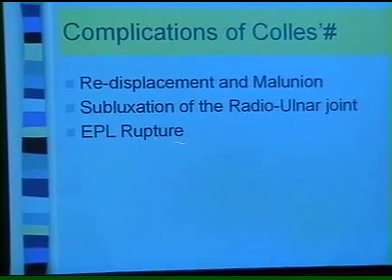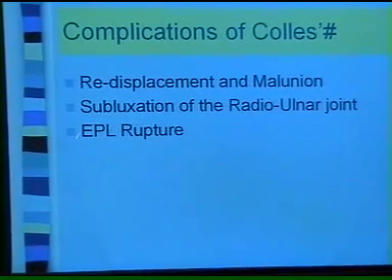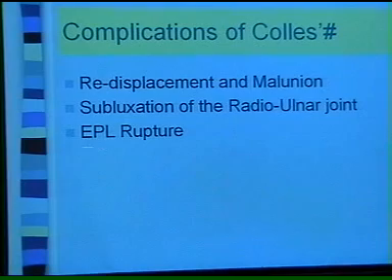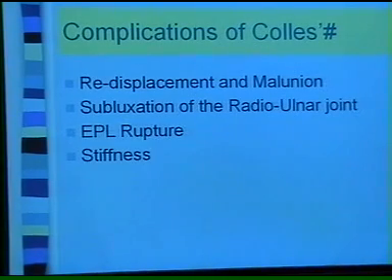Extensor pollicis longus rupture, very well-known complication of a distal radial fracture. The thumb suddenly drops in a plaster 6 weeks down the plaster treatment. The extensor pollicis longus ruptures, rubbing against the fracture.